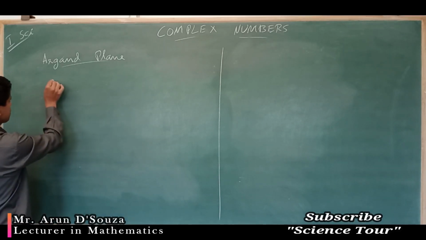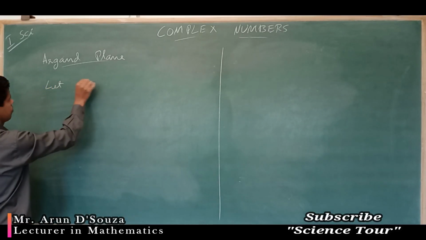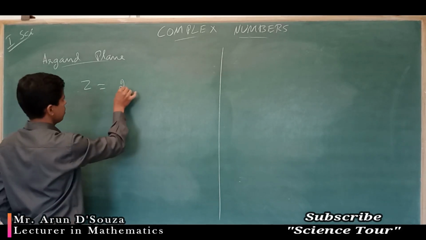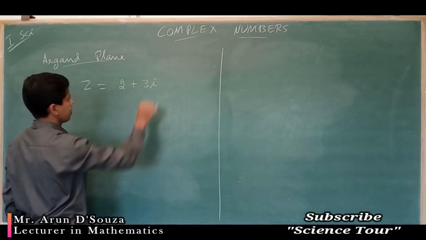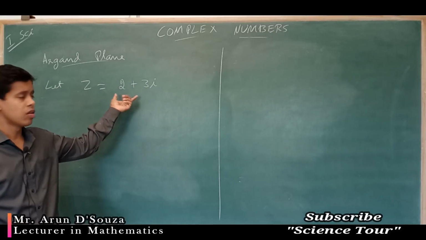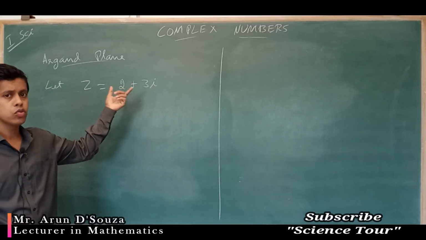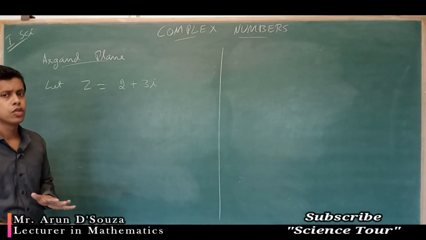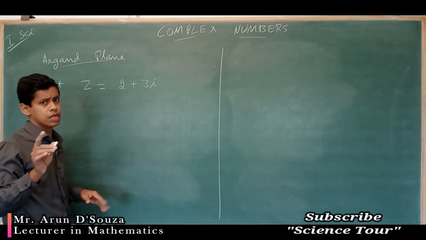Right. So let me consider one complex number 2 plus 3i. Is it in the form of a plus ib? Yes. So this is in the form of a plus ib. Now I want to represent this in the graph. Right. Now in the graph we don't have real axis.